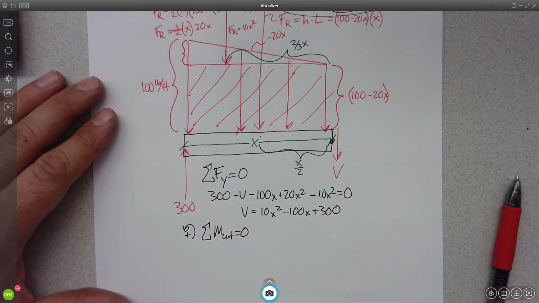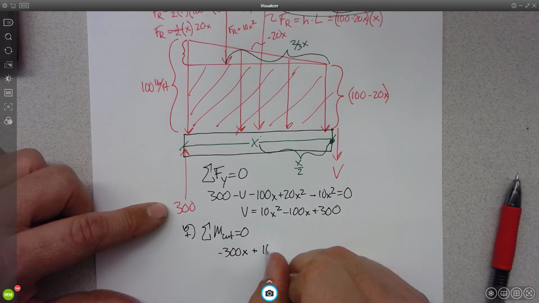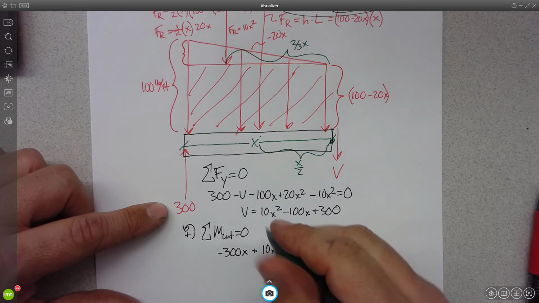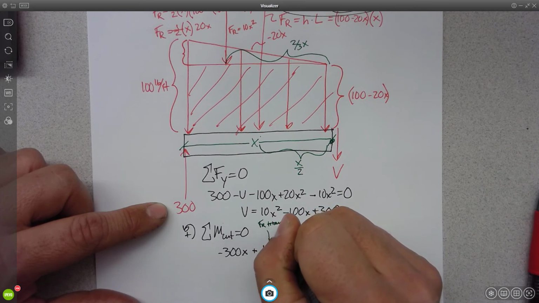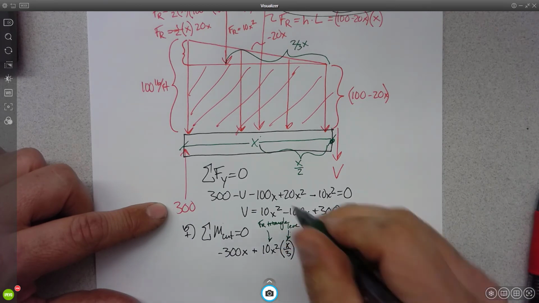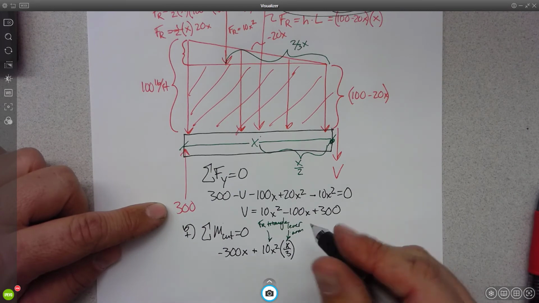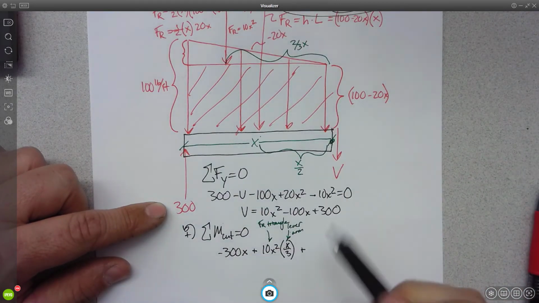Something about the cut, I'm going to say counterclockwise is positive. So I'll have negative 300x plus 10x squared times x over 3. So to be clear, this is the force resultant for the triangle. This is the lever arm. Plus the force resultant for the rectangle.